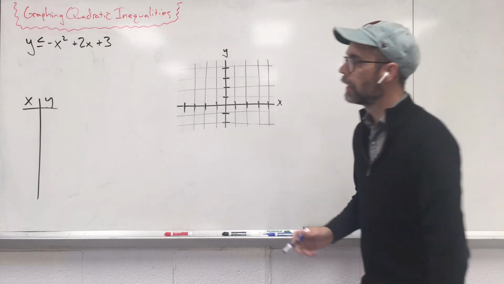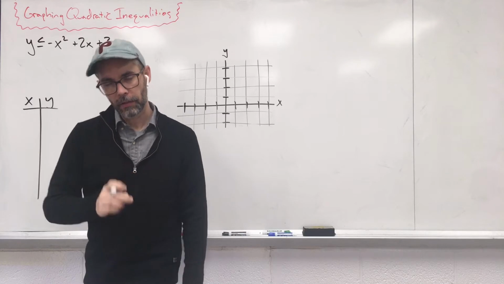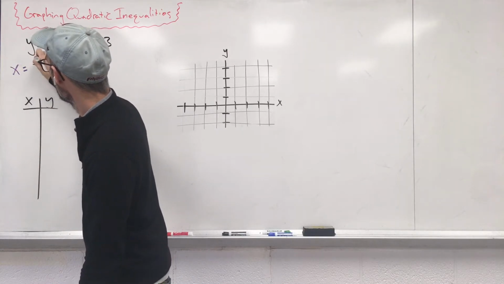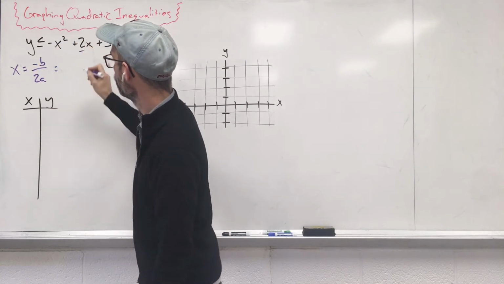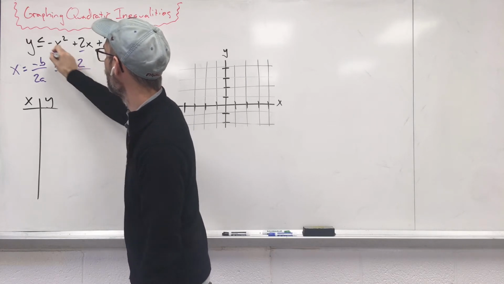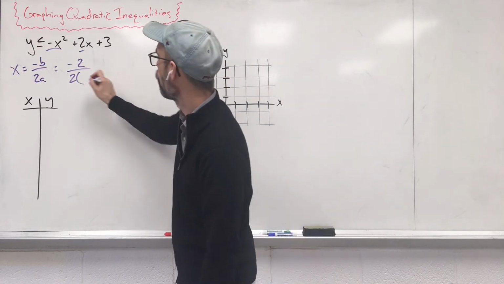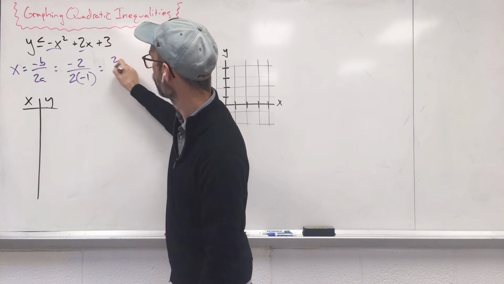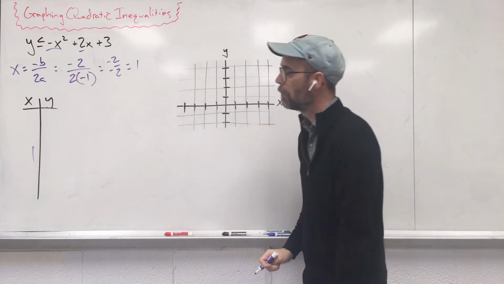So to get started, I want to find the axis of symmetry, or the x half of the vertex. We find that by the formula x equals negative b over 2a. My b value is 2, so I have negative 2 over 2 times my a value, which is the number in front of x squared, negative 1 in this case. And then we come up with negative 2 over negative 2, giving us positive 1. So that's going to go in the middle of our t-chart.